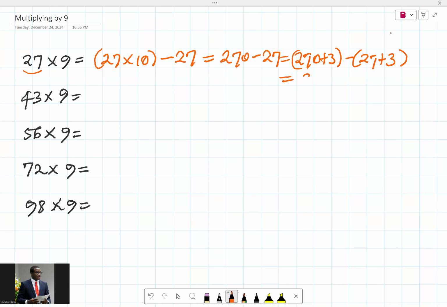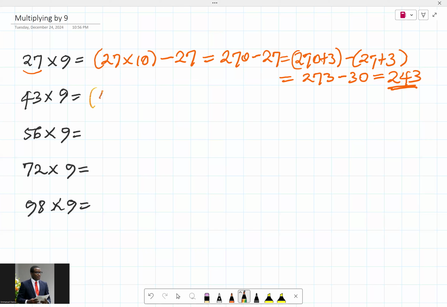So you have 273 minus 30. Now it's easy to subtract 30 from 273. So you just have 243, and that's the answer. Of course, you can already get it straight from here. But if you still want a smarter way to subtract, just add 3 to 27 to make it 30, but make sure you add the same 3 to 270 to balance it up. All right. So next we have 43 times 9.